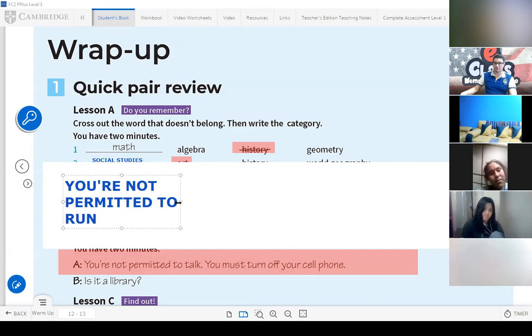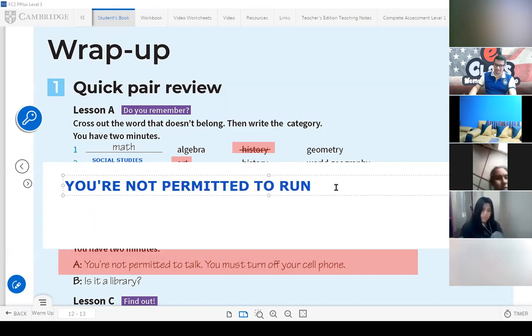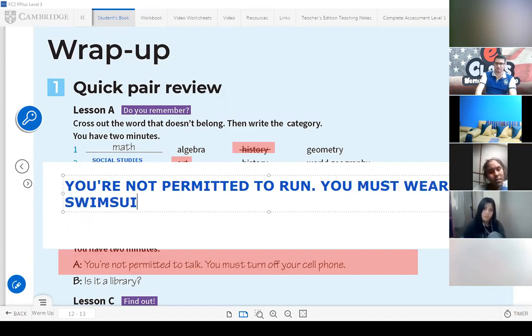Yeah, and another rule for this place is that you must wear a swimsuit. Where is this place? Where can you see this? Where can you see this kind of rules? Nobody? You don't know?